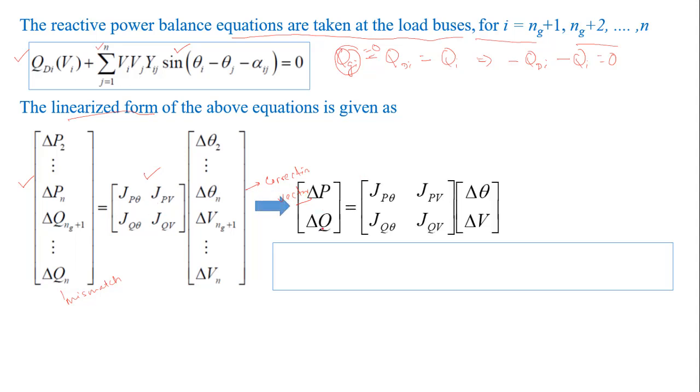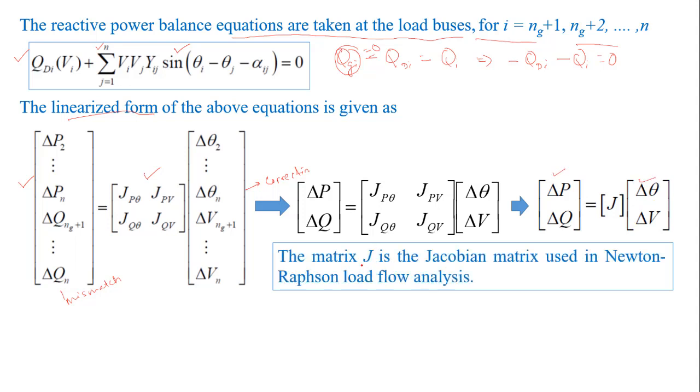Now I can write delta P, delta Q equal to JPtheta, JPV, JQtheta and JQV, times delta theta, delta V. Then I can write this as delta P, delta Q equal to J multiplied by delta theta, delta V. So this is the mismatch vector, this is the correction vector. The matrix J is the Jacobian matrix that is used in the Newton-Raphson load flow method. Already we know how to calculate this Jacobian matrix.